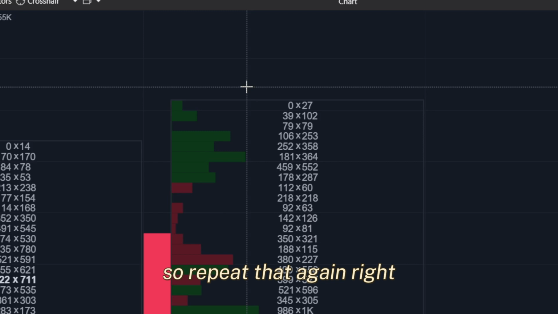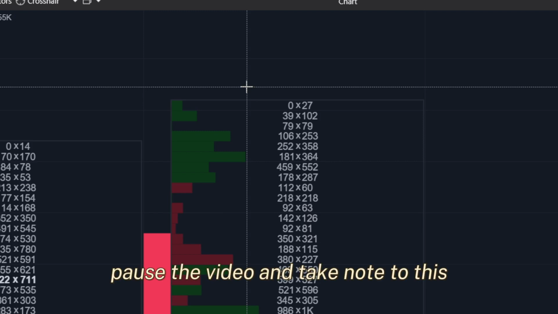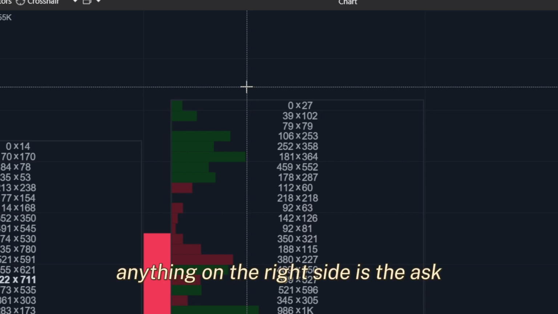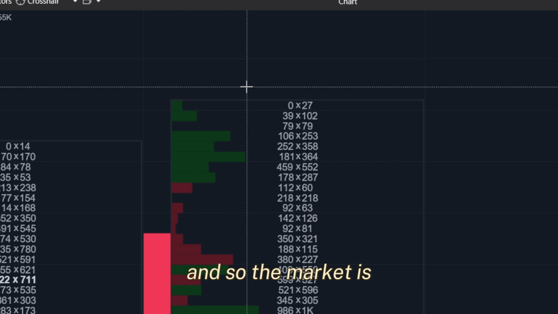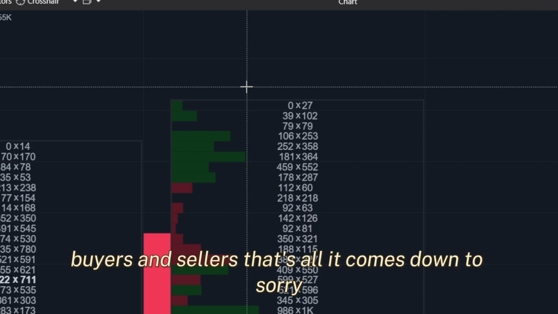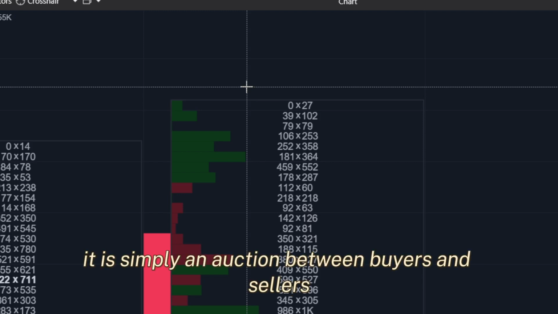Okay, so I'll repeat that again. Pause the video and take note of this. Anything on the left side is the bid, anything on the right side is the ask. And so the market is essentially a big auction between two players, buyers and sellers. That's all it comes down to. It is simply an auction between buyers and sellers.